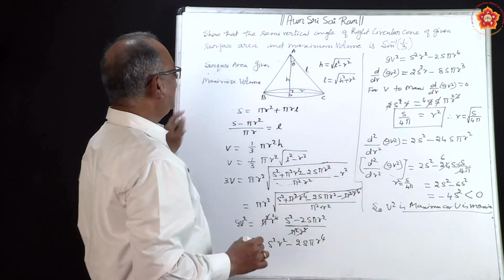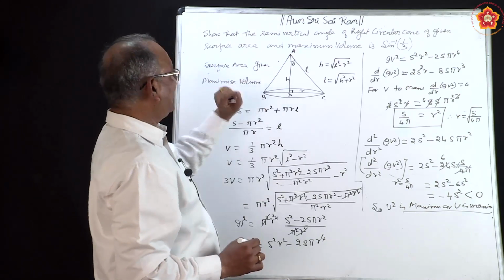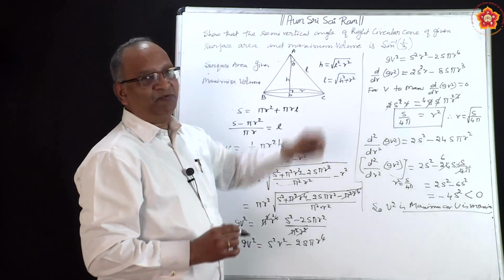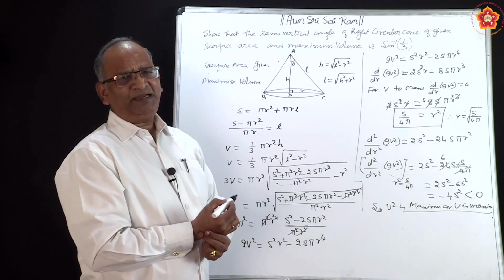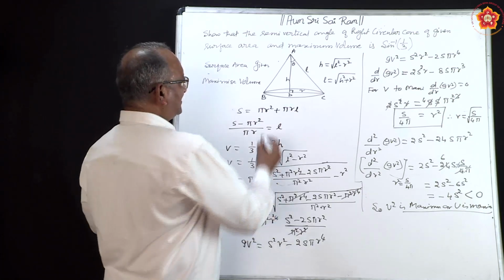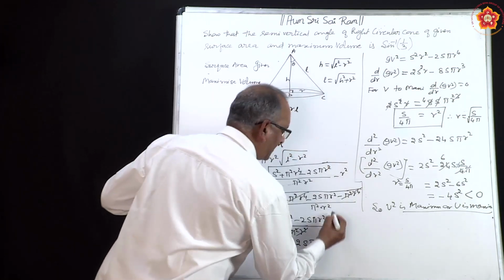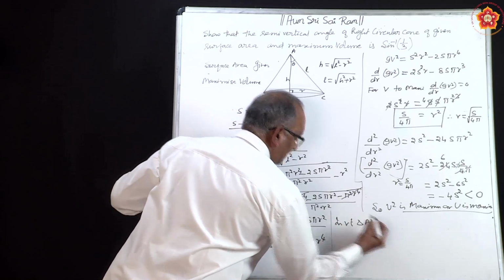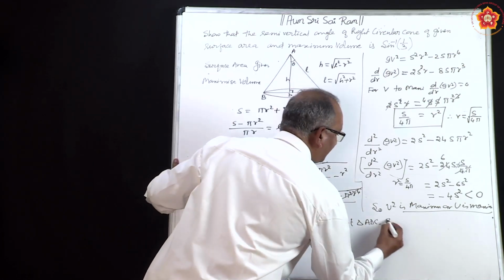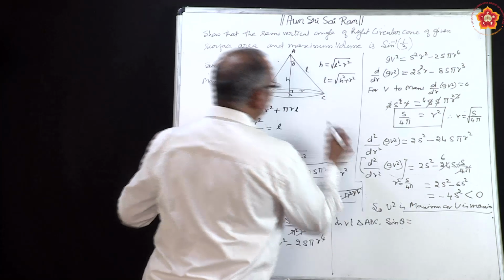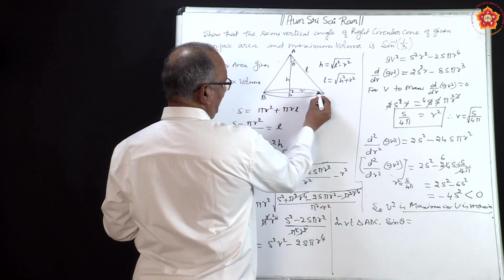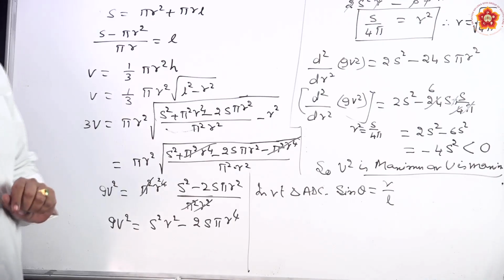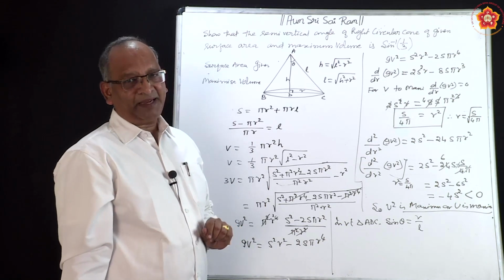Second part of the problem is, he says, this is possible, he says, volume is maximum when the semi-vertical angle theta is sine inverse 1 by 3. How will you find the semi-vertical angle? Consider this right triangle ADC. In right triangle ADC, what is sine theta? Sine theta is here, so this becomes the perpendicular by hypotenuse. So it is nothing but r by L. Sine theta is r by L.